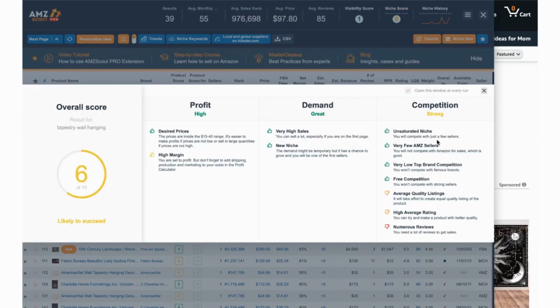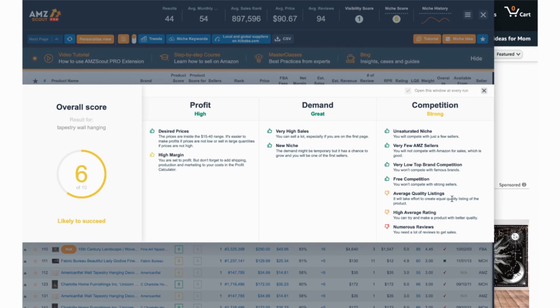It looks like it's very similar to what we've seen. It seems like it's 6 out of 10. It's likely to succeed, so that's good news. But one thing that is also notable here is that there are a lot of reviews on the product listings. So you do have to compete with product listings that have a high number of reviews. And also these are oranges that you need to take into consideration.